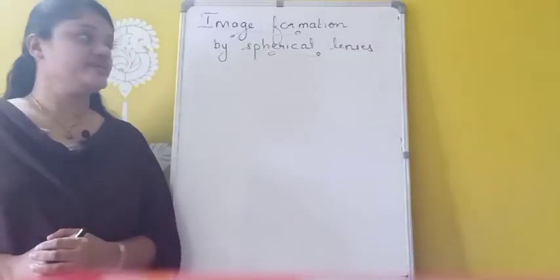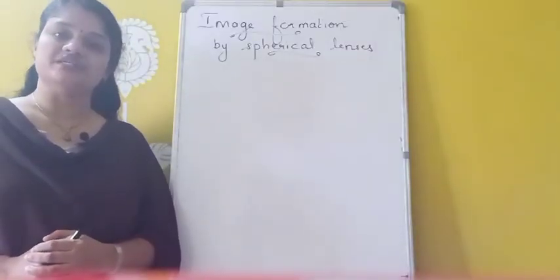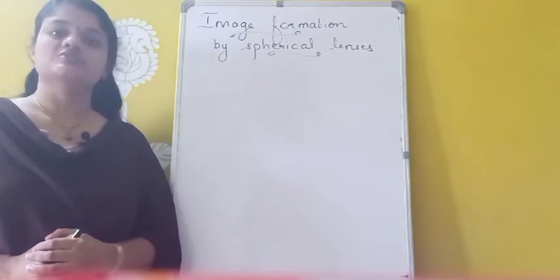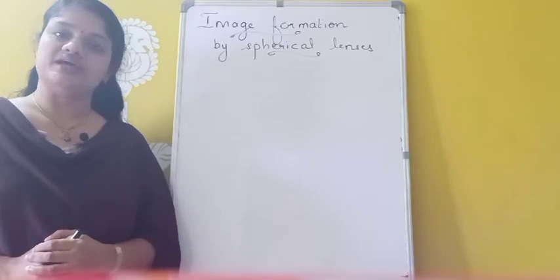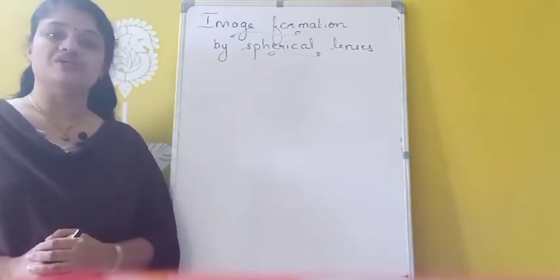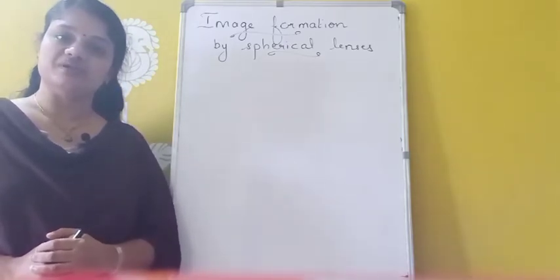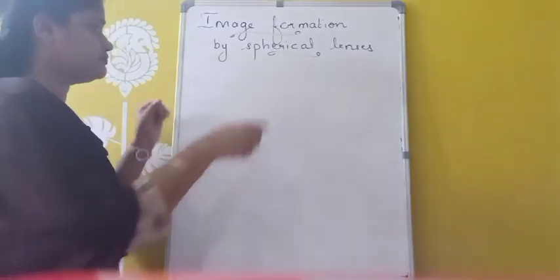Welcome children. Today's topic is image formation by spherical lenses. So spherical lenses mainly are of two types, convex lens and concave lens. First of all, we have to study image formation in convex lens.